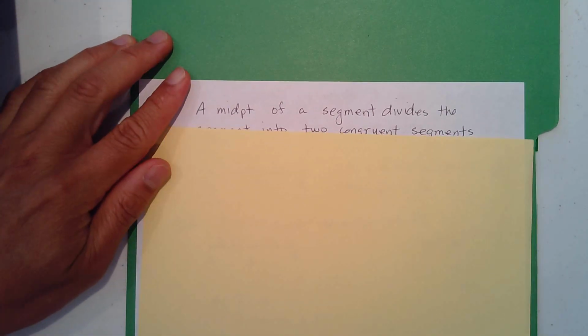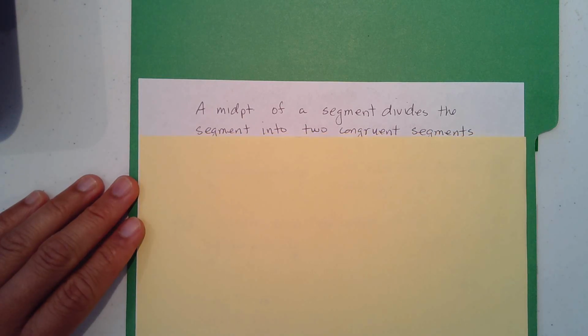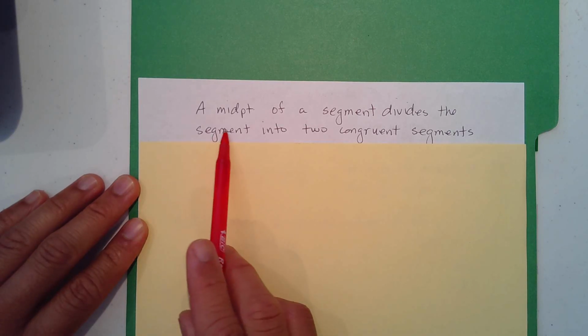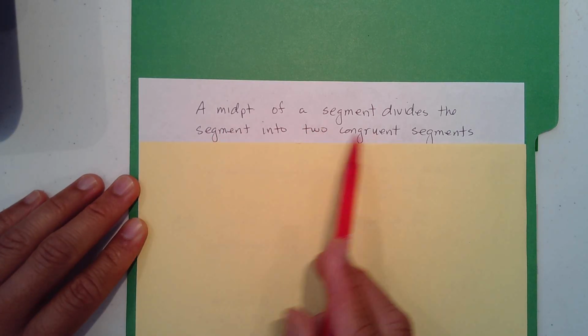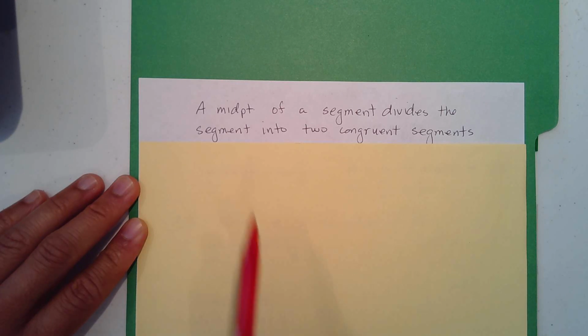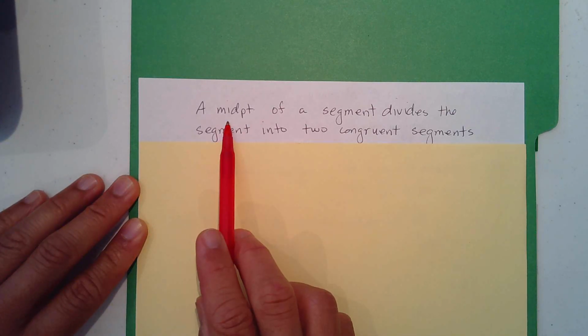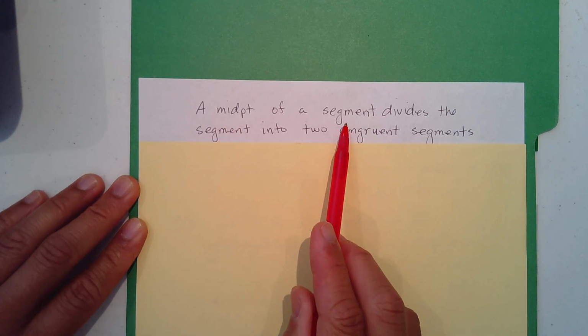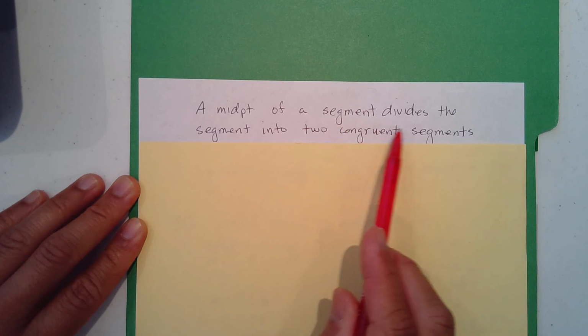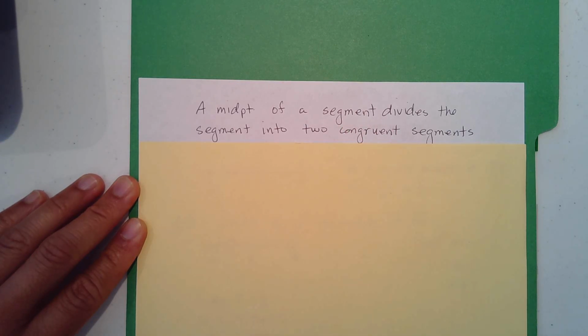Okay, next postulate. A midpoint of a segment divides the segment into two congruent segments. So again, a midpoint of a segment divides the segment into two congruent segments. Midpoint means middle. We went over segment the last lesson. Divides meaning split. The word congruent means equal.